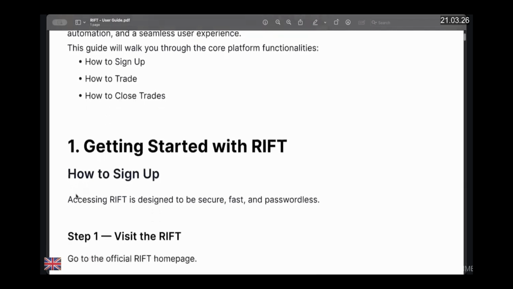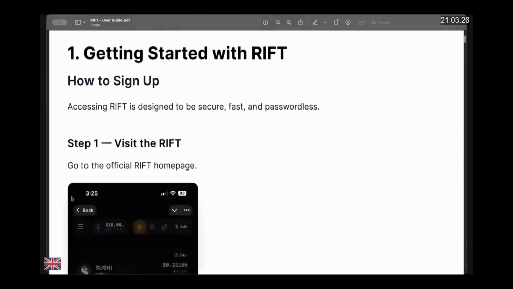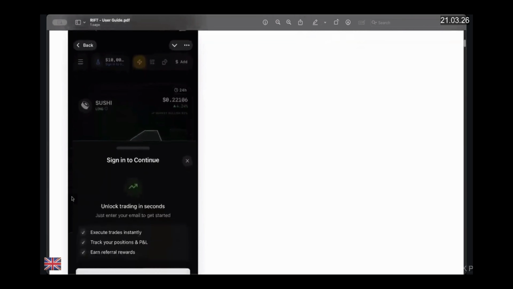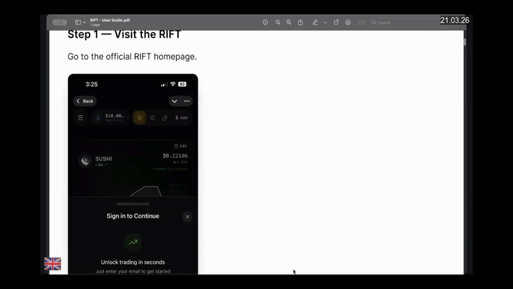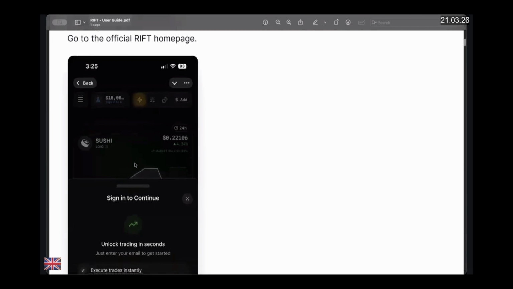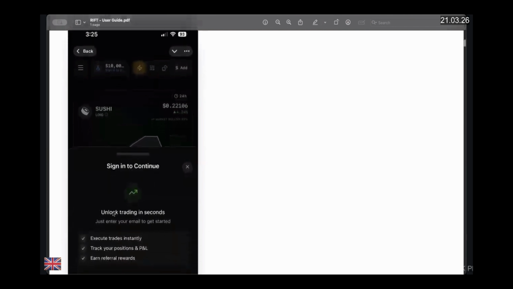So once you go and find Rift on Telegram as a mini application, you visit the Rift and you land on the home page of Rift where there is a sign in option in two ways. You click on the three lines or you get sign in when you click on trading where your limit is, where your trading limit shows this $10,000. So you either click on any of the options and you go to sign in.